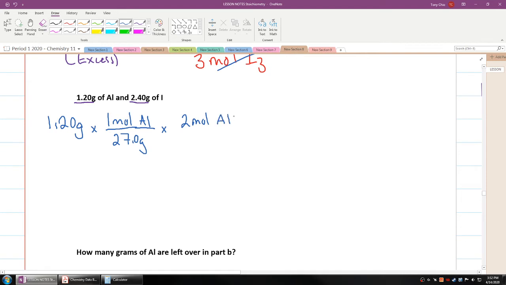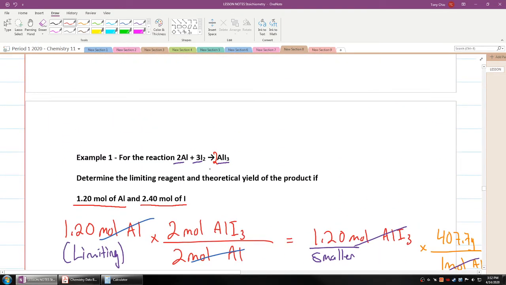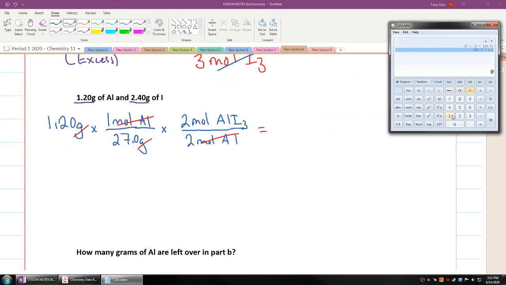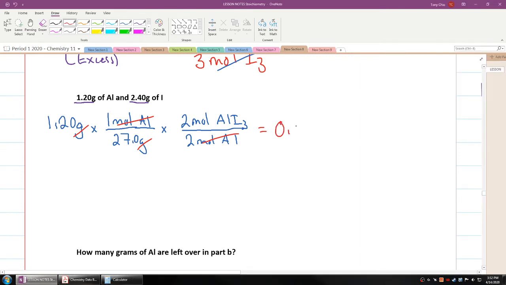So it's 2 moles aluminum iodide over 2 moles of aluminum. So you're going to now have fully solved for your moles of aluminum iodide, your product that you want to convert to, because you always want to convert to the moles of a product. If I punch this on my calculator, 1.2 divided by 27 times 2 divided by 2, I will get 0.044 repeating moles of aluminum iodide.